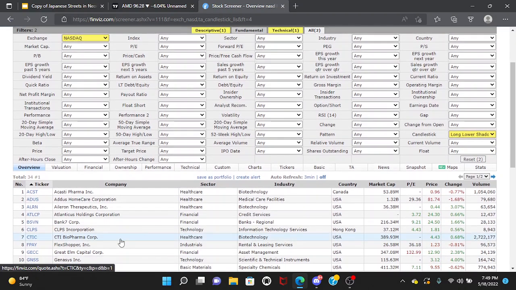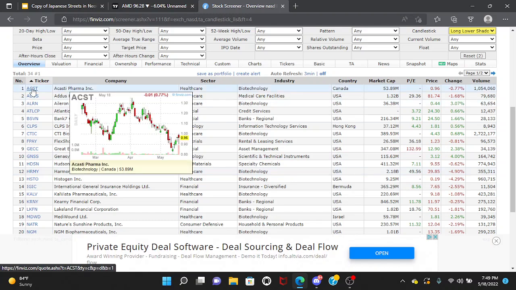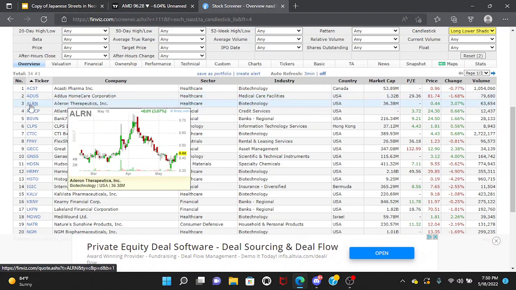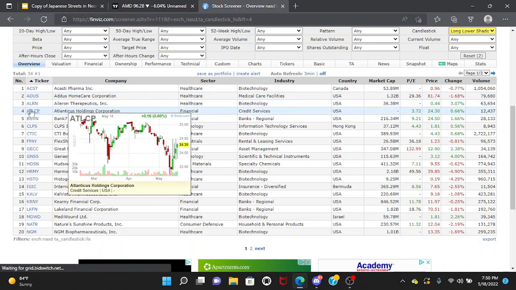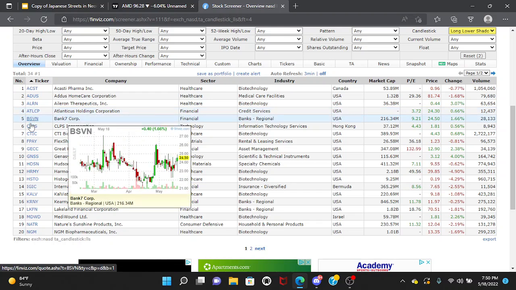So what are long lower shadows? Those are going to be hammers and dragonfly dojis, right? So we're just going to look through all these different charts. See, we've got ACST, looks like a hammer in the works. Actually looks like a hanging man because it's at the top of an up move. We've got a hammer on ALRN, hammer on ATLCP, hammer on BSVN.